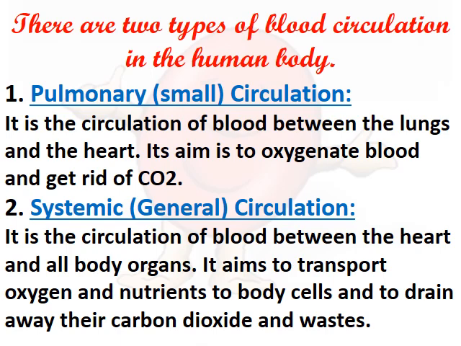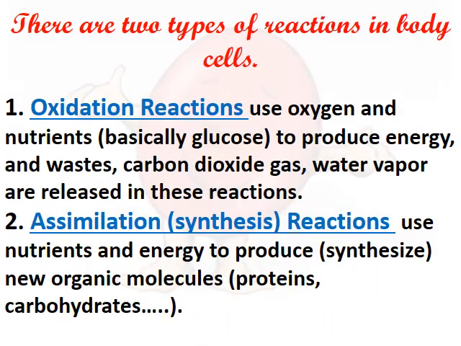While the systemic is between the heart and all the body organs, this one is between the lungs and the heart only. It is called pulmonary. This is the small circulation. While systemic, the general one between the heart and all the body organs, aims to transport oxygen and nutrients to body cells and to drain away their carbon dioxide and waste.